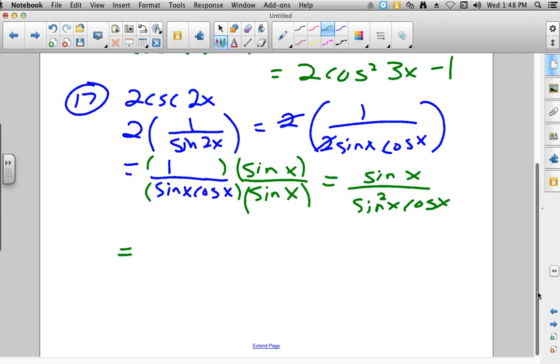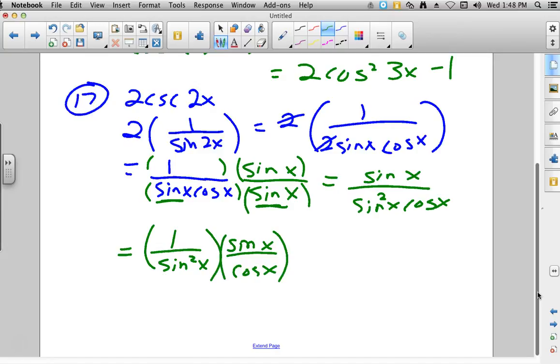Oh, actually that should be sine squared x down there. So we had sine times sine. All right, now what do we need? Well, we needed cosecant. That's 1 over sine squared x, because that will give us cosecant squared x. And then sine of x over cosine of x. Notice that if we multiplied that back together, we would have sine of x over sine squared x cosine x, which is exactly what we needed.